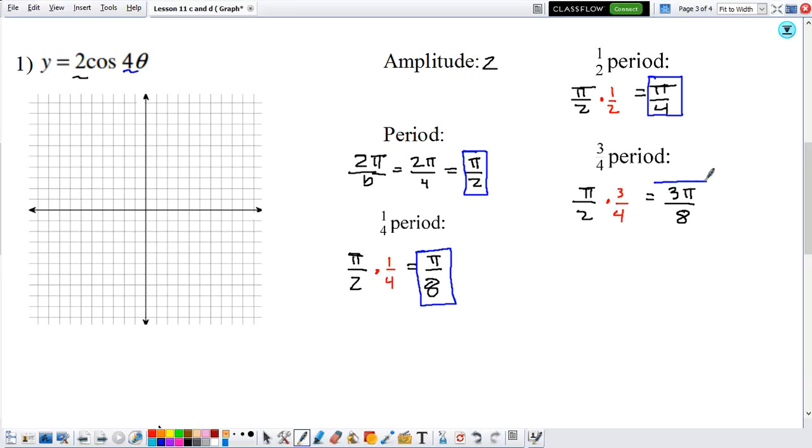We got the key points. Let's place them on the graph. Now let's start with the amplitude. The amplitude is 2. Let's say 2 squares each, so that's 1. So that's 2.